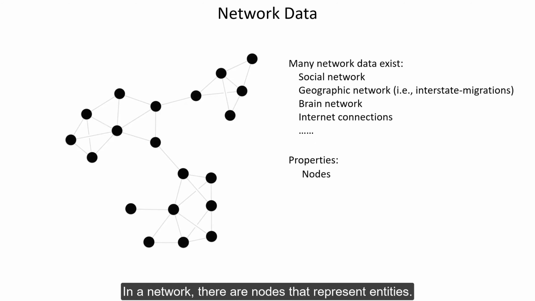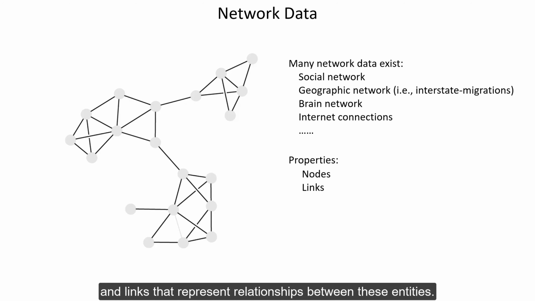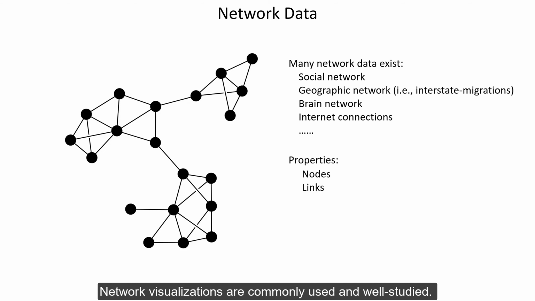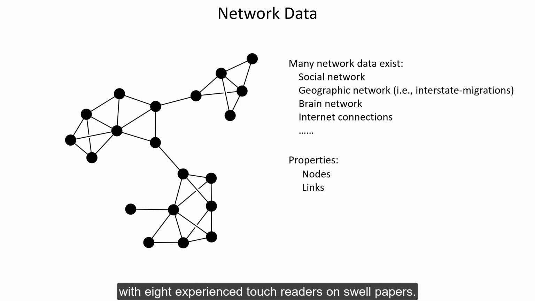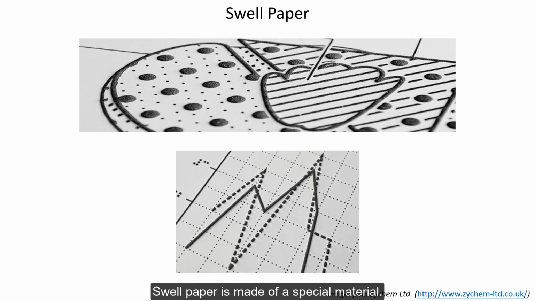In a network, there are nodes that represent entities and links that represent relationships between these entities. Network visualizations are commonly used and well studied. However, to the best of our knowledge, there is no study on how to best represent network data in an accessible format. We investigate this by first exploring the design options and then conducting a user study with 8 experienced touch readers on swell paper. Swell paper is made of a special material.